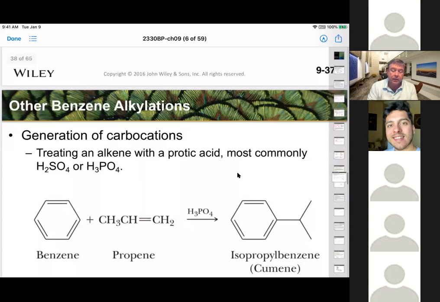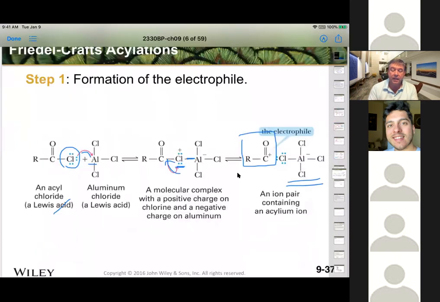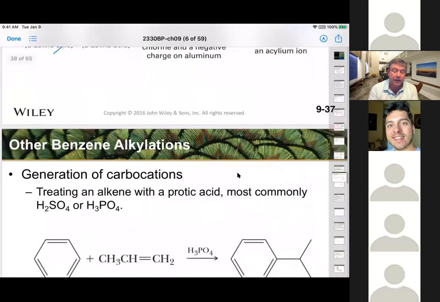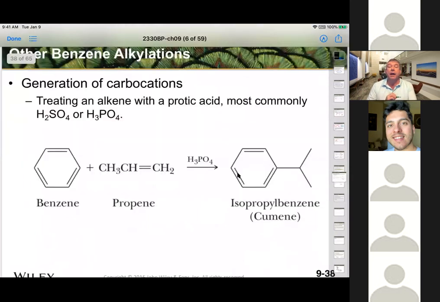Okay, so this is another way, that's the alkylation, but you don't always have to use aluminum chloride as a catalyst to make a carbocation. What we can do is actually use strong acids to generate a carbocation by using a double bond. So in the case of a strong acid, you can add a hydrogen to a double bond, giving you an intermediate. If we added a proton to this double bond, it would give us this as our intermediate, and this would act as our electrophile. So we can use strong acids like sulfuric or phosphoric acid to also generate a carbocation.